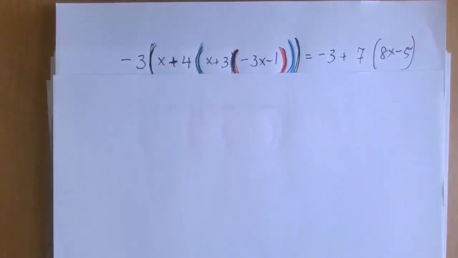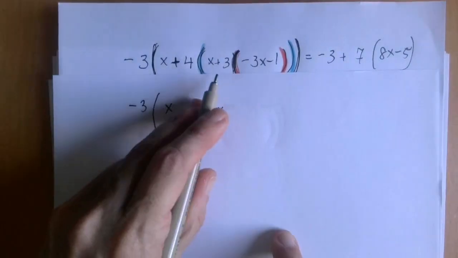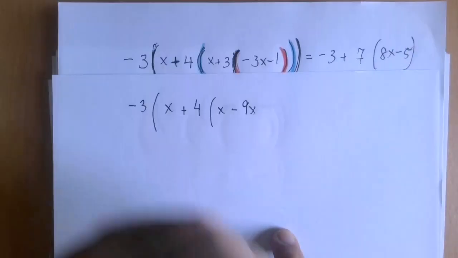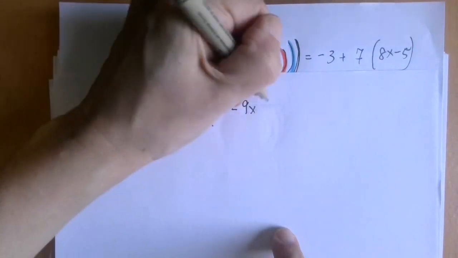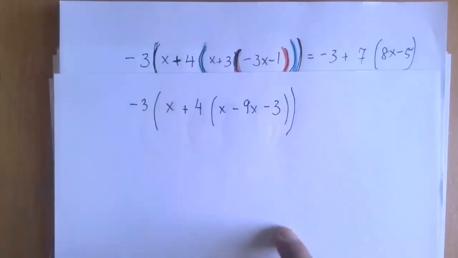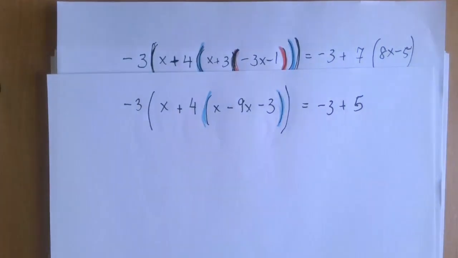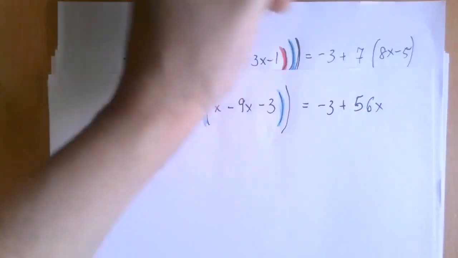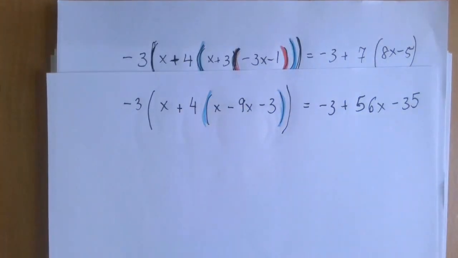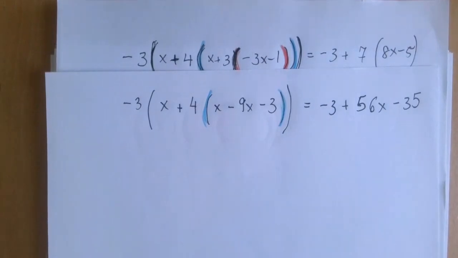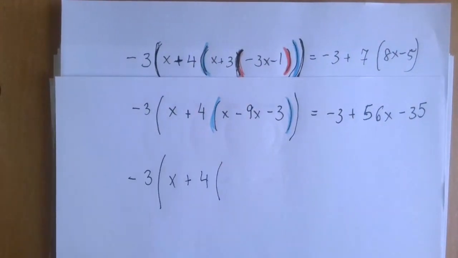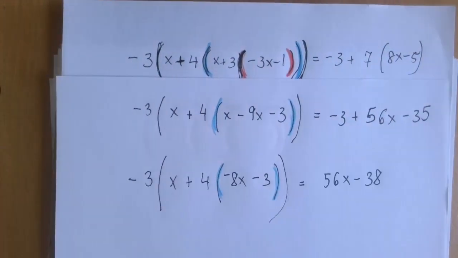On the right-hand side, we're also going to distribute 7. Plus 3 times negative 3x is negative 9x, and plus 3 times minus 1 is minus 3. We're going to distribute 7 on the right-hand side. 7 times 8 is 56, and 7 times 5 is 35. Before further distribution, let us notice that we can simplify this. So we're just going to combine like terms on both sides. X minus 9x is negative 8x equals 56x minus 38.